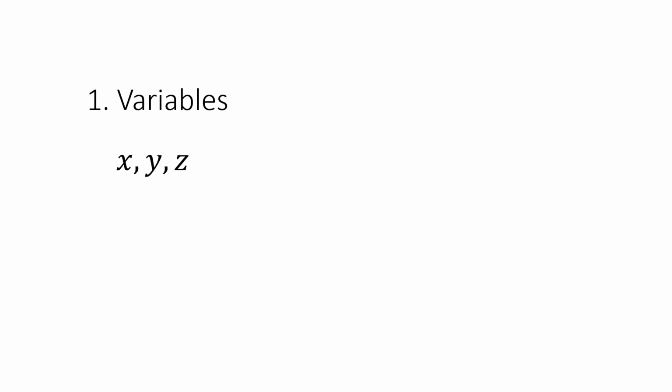For example, you can call them x, y, and z, or you can call them a, b, and c, or you can call them alpha, beta, and gamma. And what you actually see often is that people call their variables x1, x2, x3, and so on. The second ingredient for a linear program is an objective function.